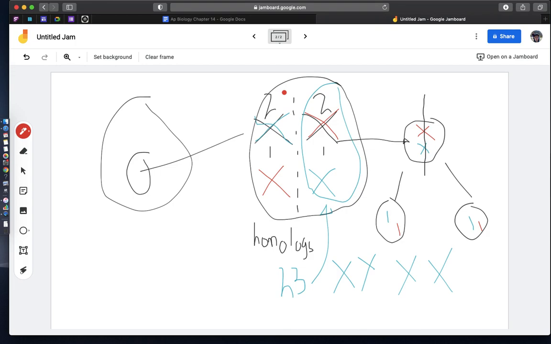I hope this helps with just some basic overview of understanding how we create gametes and genetic diversity amongst species, and we will be continuing this work after break.